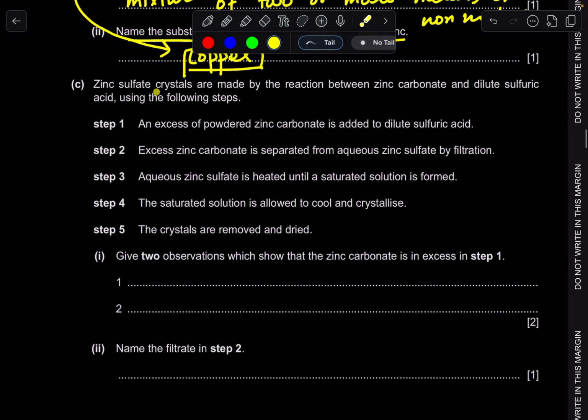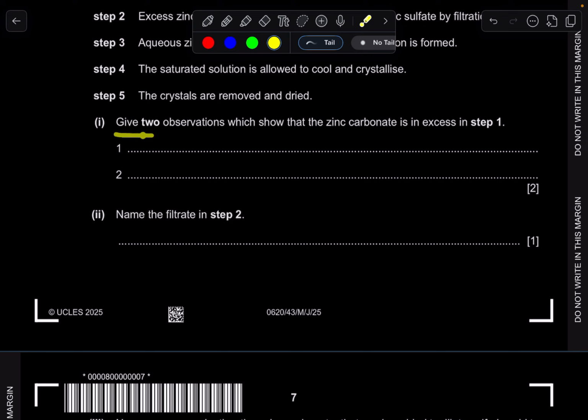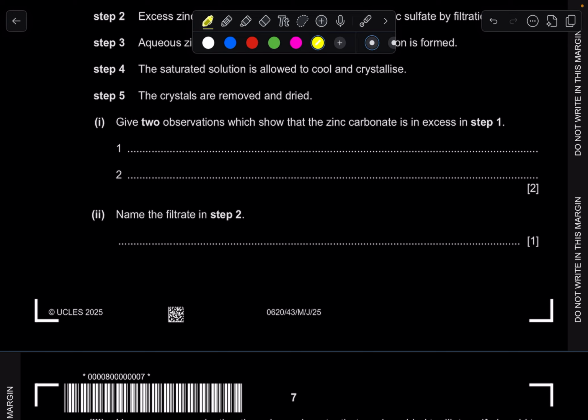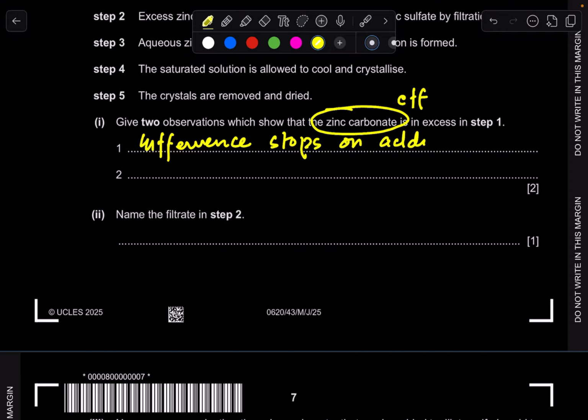Okay, zinc sulfate crystals are made by the reaction between zinc carbonate and dilute sulfuric acid. Okay, we know what we're going to do. Give two observations which show that the zinc carbonate is in excess. It's in excess because firstly, what's going to happen when you're adding zinc carbonate? What do you see? You see effervescence. So you write that effervescence stops on adding more ZnCO3, because what's going to happen?